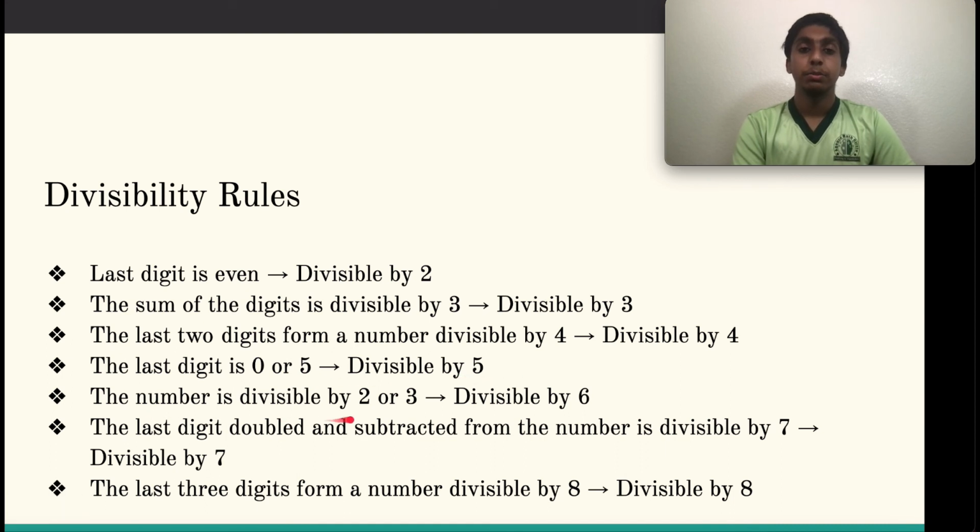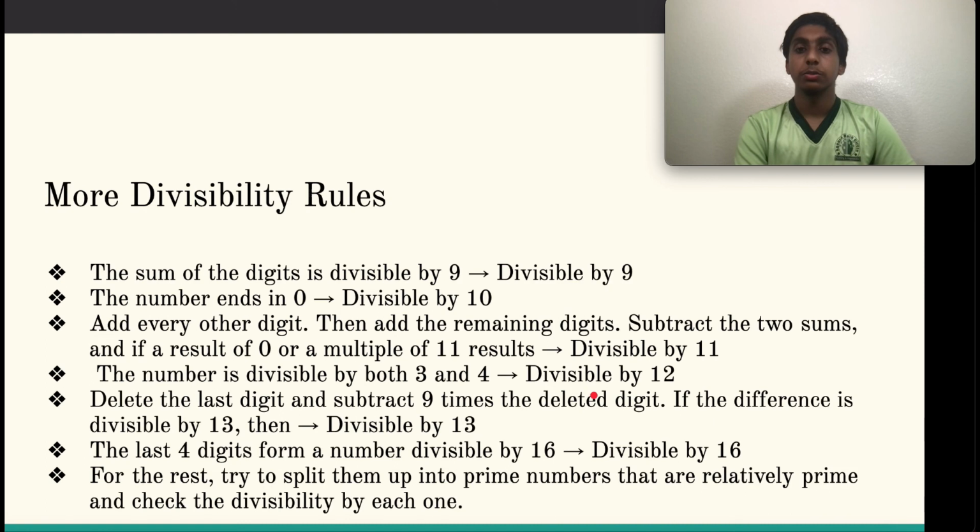If the number is divisible by 2 and 3, it's divisible by 6. If the last digit doubled and subtracted from the number is divisible by 7, then it's divisible by 7. So what I mean here is, if you take the last digit, multiply it by 2, and then subtract it from the number itself, you get your difference. If that's divisible by 7, then the whole number is going to be divisible by 7. If the last 3 digits are a number that's divisible by 8, then it's divisible by 8. And these are just the first 8, and then I'll move on to the next ones.